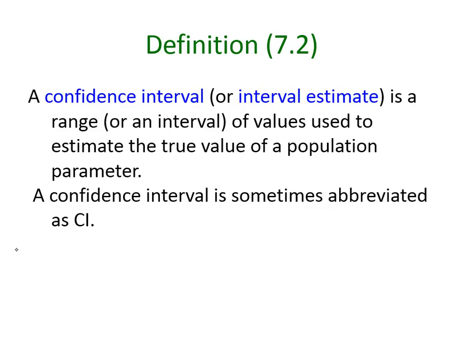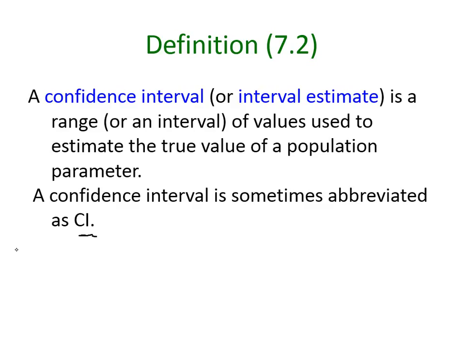So our confidence interval, or interval estimate, is a range or an interval of values used to estimate the true value of the population parameter. A confidence interval is sometimes abbreviated as the CI. So you'll see us using that quite a bit as we talk about the confidence interval.